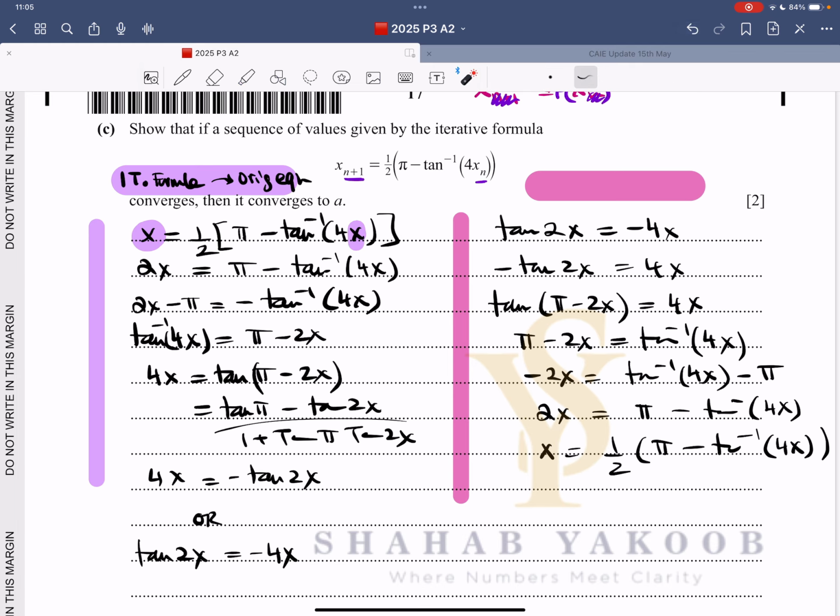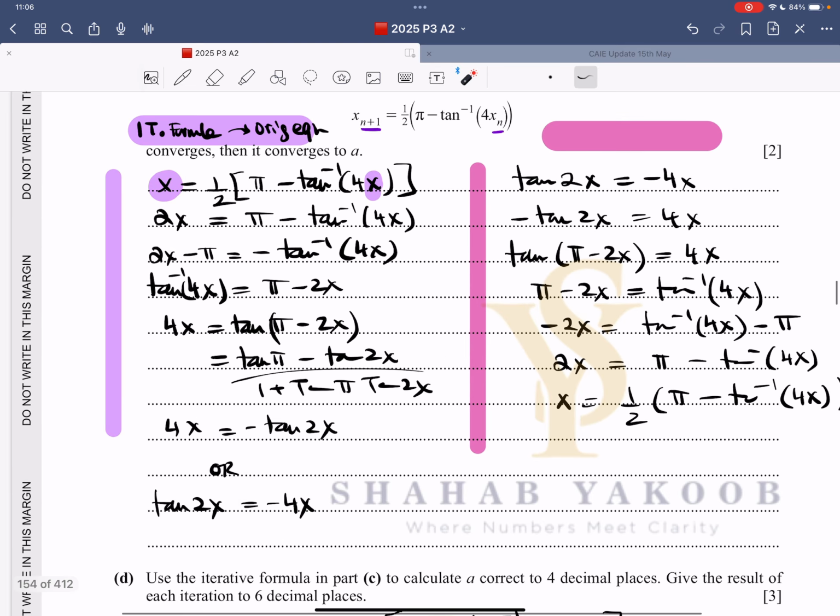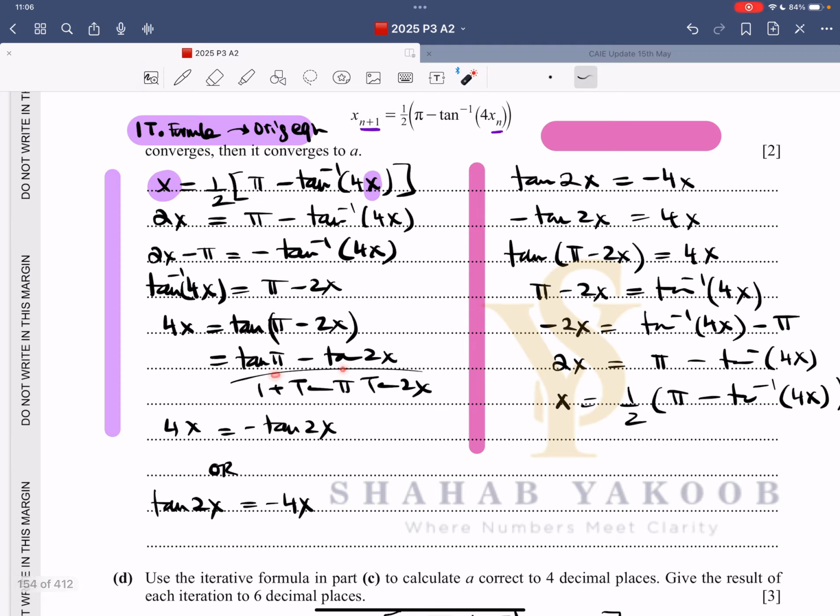And then it's just a matter of simplification. Multiply by 2, that is pi minus tan inverse 4x. Take pi to the other side, remove this negative sign, so this is pi minus 2x. And 4x is tangent of pi minus 2x. Then I have used the addition formula: tangent of pi minus tangent of 2x over 1 plus tangent pi tangent 2x. We know that tangent of pi is 0. So I'm left with a negative tangent 2x at the top and a 1 at the bottom, and that is how I prove it. Got the idea?